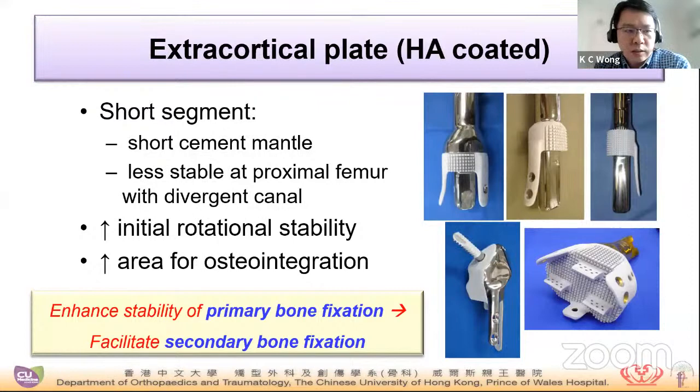One of the strategies is using extracortical plates. We use quite a lot of extracortical plates whenever we think that the primary bone fixation is not good enough because of soft bone fragments. It will increase the rotational stability and also provide a good stable environment to facilitate secondary bone fixation for implant longevity. This is so important. I learned from these 15 years that primary bone fixation is crucial for this bone implant junction.